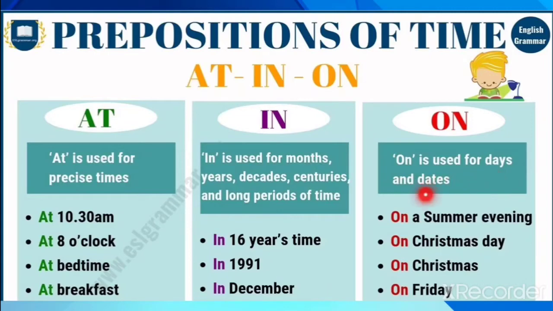On is used for days and dates. On a summer evening, on Christmas Day, on Friday. We have also seen that when there are holidays, more than one, two, three holidays for Christmas, you can say it's a short vacation. It's holidays. So at that time you have to use at Christmas holidays, at the weekend, etc.